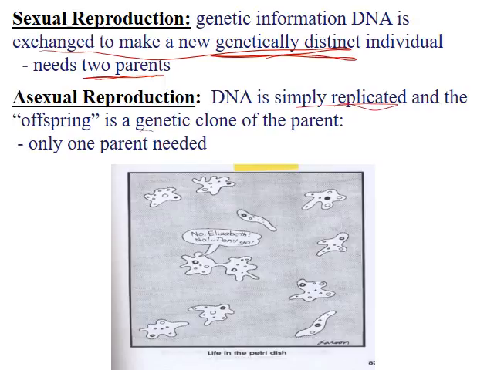The offspring is a genetically identical version of the parent. You can call it a clone if you wish, but it's got the exact same DNA. There's no shuffling of genes. So this process is similar to mitosis, whereas this one, as we've talked about before, requires meiosis. You can see in the cartoon here, this little case of bacteria exchanging DNA would indicate a sexually reproducing version of bacteria.